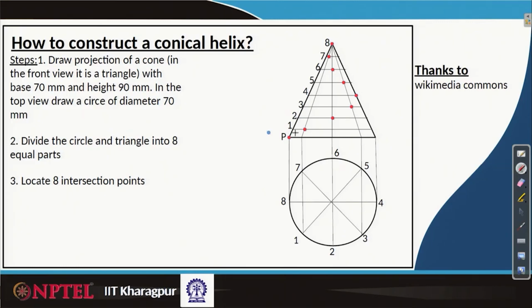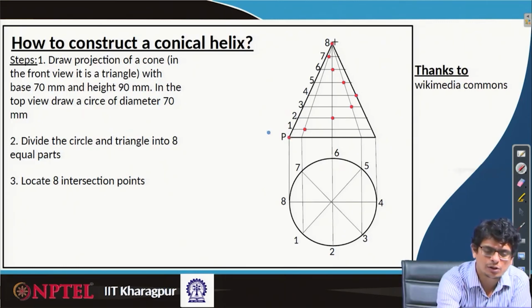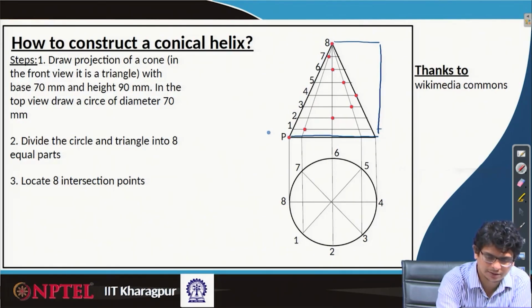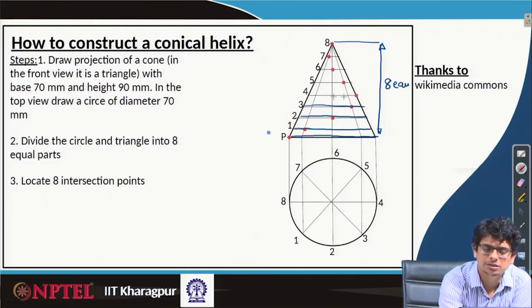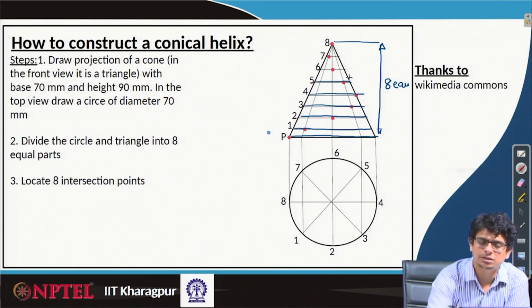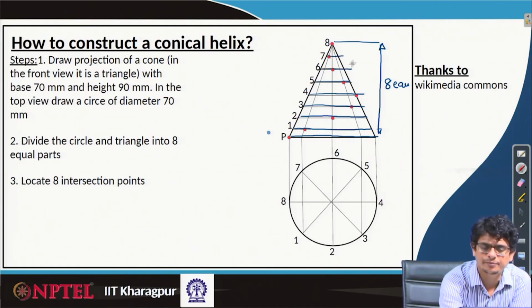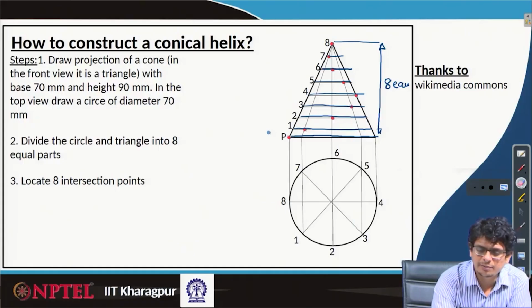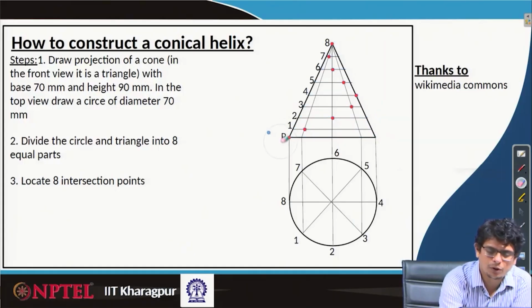After that, divide this cone height also, all the way from P to height H, into 8 equal parts. This one also divide into 8 equal parts by drawing horizontal lines all the way up to there. Then number them as 0, 1, 2, 3 all the way to 8.